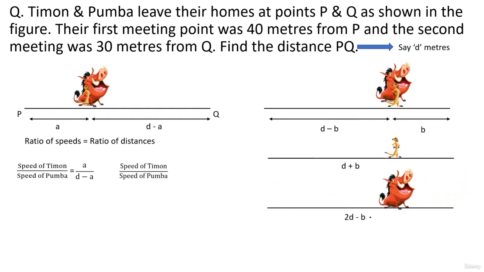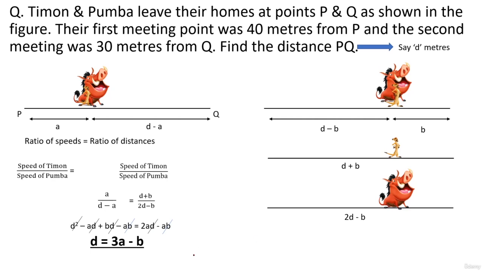Again, the ratio of the speed of Timon to the speed of Pumbaa will be the distance they are traveling, right? From the start to the end, the distance they are traveling is D plus B upon 2D minus B. Both denote the ratio of the speeds of these two people. So we equate the two. When we equate and cross multiply, you'll cancel out all terms. Only one thing remains, the distance D, which is equal to 3A minus B.